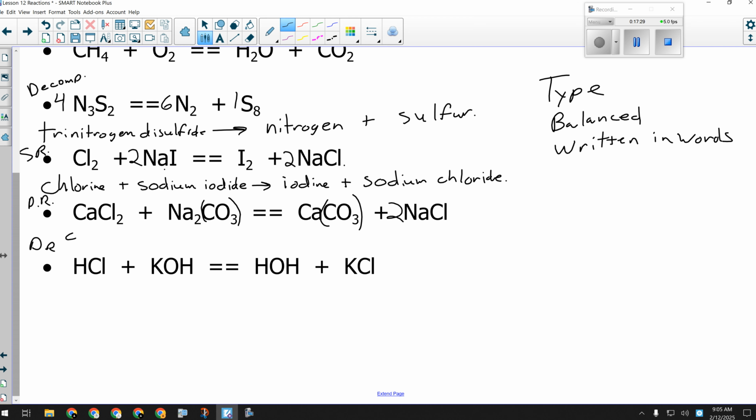Oh, sorry, I forgot to write this one out in words. So, sorry, this is calcium chloride, plus sodium carbonate, is going to give us calcium carbonate and sodium chloride.